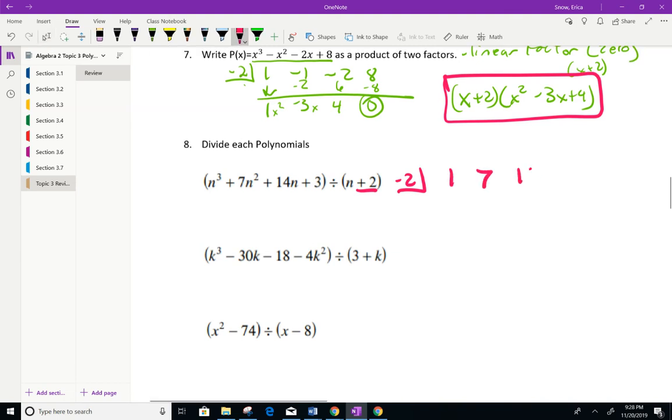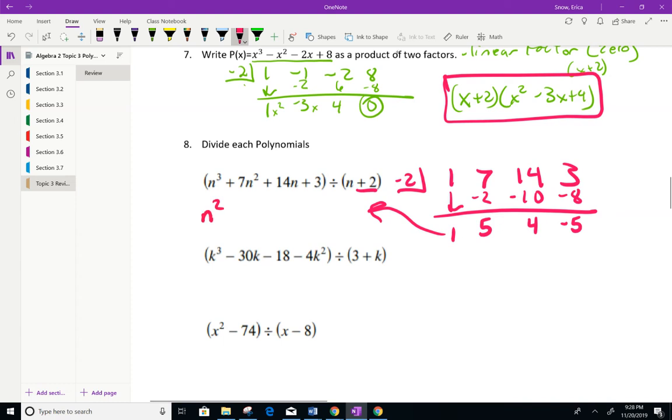Okay, so now dividing these polynomials, we got to remember that we're going to put negative 2 in our box. 1, 7, 14, 3. And so we have -5 as our remainder. So we're going to write this as n squared plus 5n plus 4 plus -5 over n plus 2.